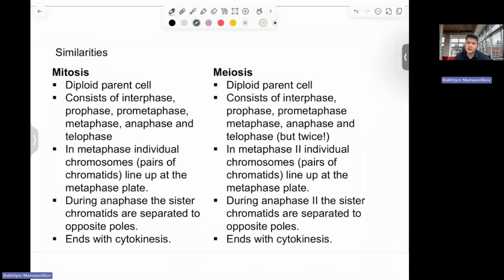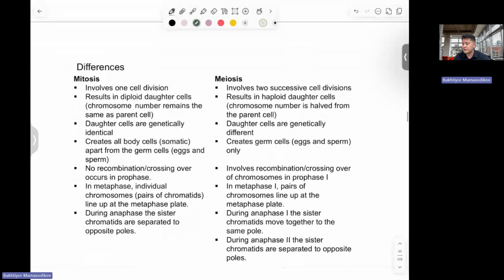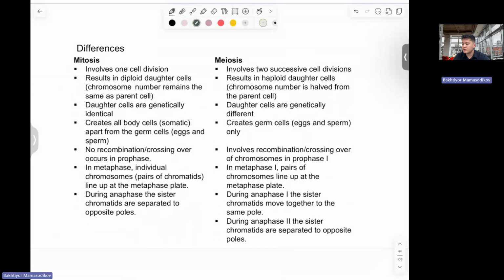This diagram illustrates the similarities. You can read it yourself. Please read it. So these are the similarities, and this is the difference between mitosis and meiosis. I hope you will understand by reading. I have explained everything already. So meiosis is 2 cell divisions, but mitosis is 1 cell division. Mitosis results in 2 diploid daughter cells, but meiosis results in haploid daughter cells.